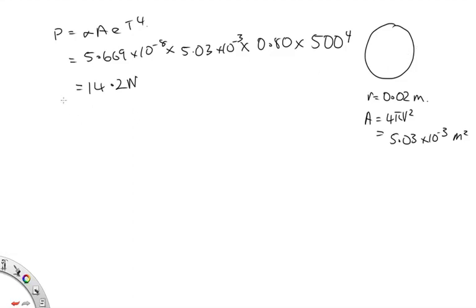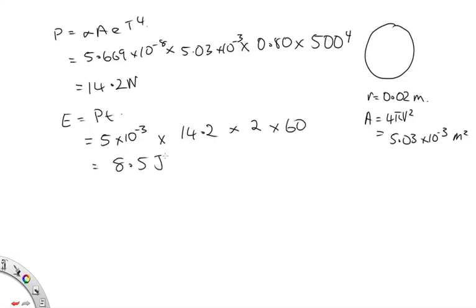So now the energy we intercept, energy is equal to power times time, and we're only intercepting part of the energy, 5 times 10 to the minus 3 of the energy. So we times this by the 14.2, the rate of energy emitted, and then we need to times it by the time. It's 2 minutes, so 2 times 60. So that gives us 8.5 joules is intercepted. That's the answer to this question, and that's the end of this lecture.